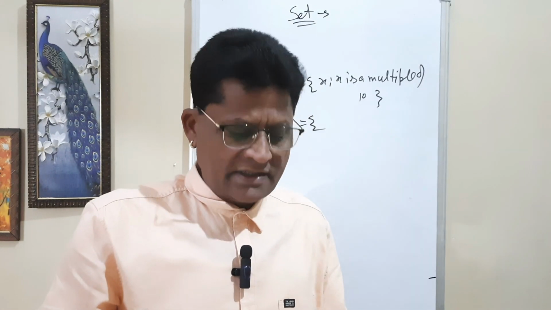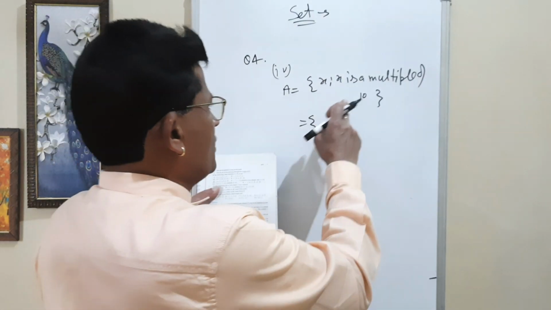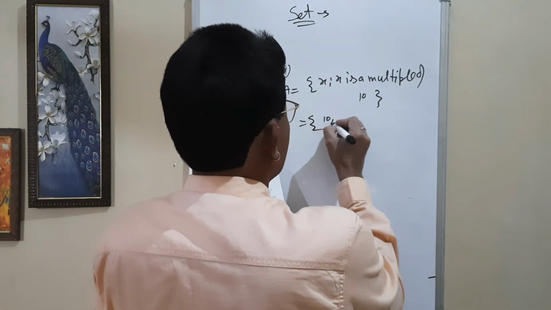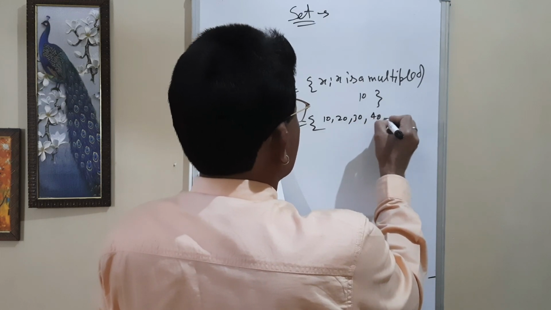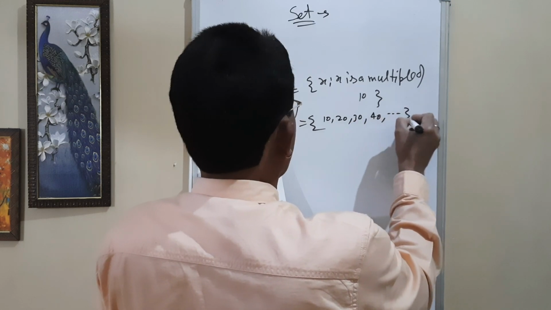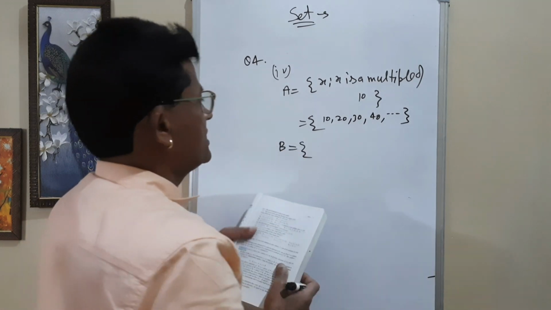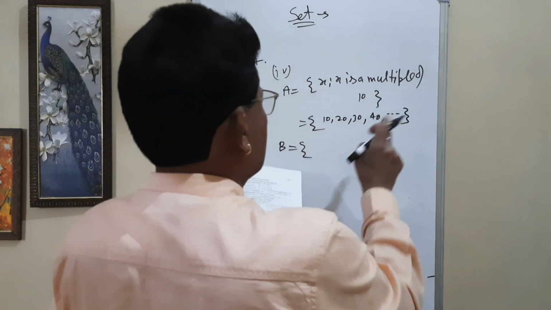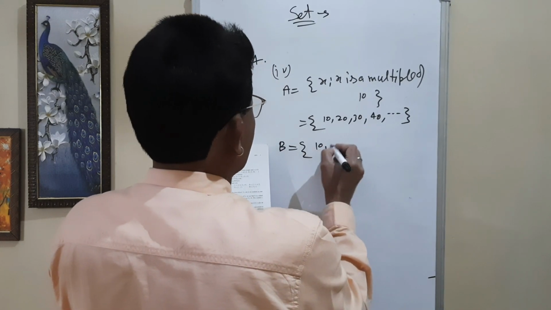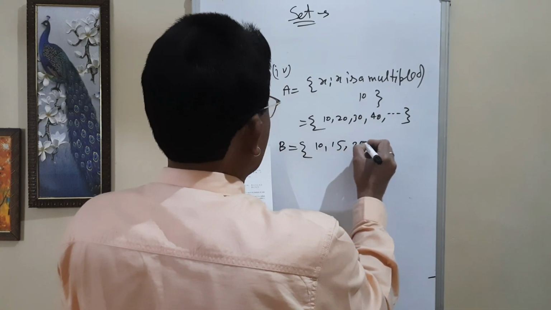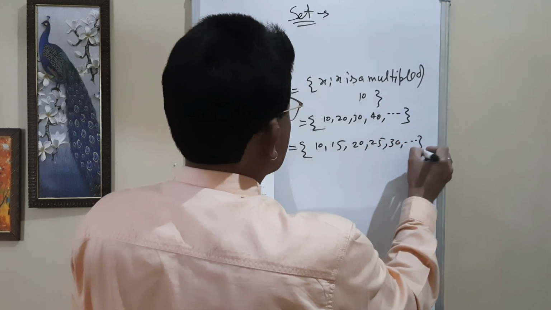It should be a multiple of 10, okay? Multiple of 10, what will it be? 10, 20, 30, 40 and so on. We don't know how many will be there. Set B will be there. Multiple of 10. X is a multiple of 10. Multiple of 10 I have taken. Okay, next, that is 10, 15, 20, 25 and 30. My dear student, these are multiples of 10.